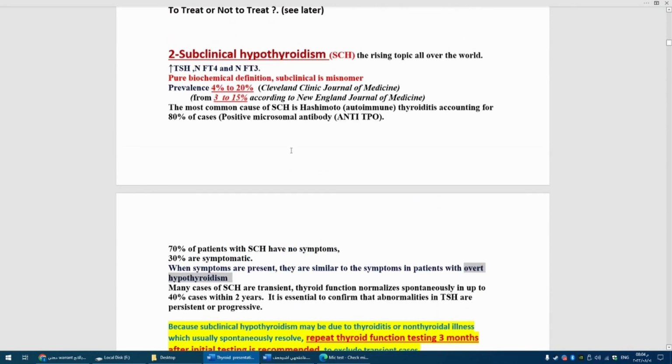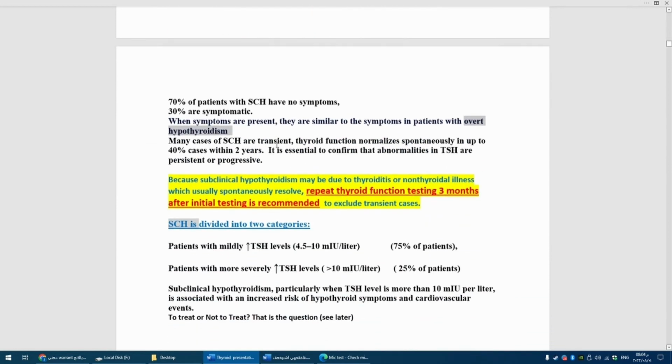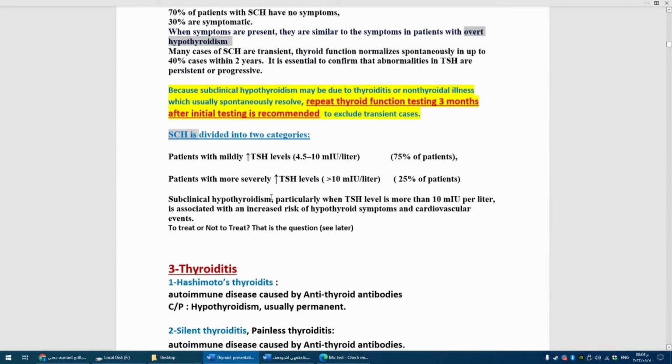Patients may have symptoms of hypothyroidism. Most common cause is Hashimoto, and many patients have positive anti-microsomal antibody. Symptomatic patients, particularly those with TSH more than 10, may need treatment.